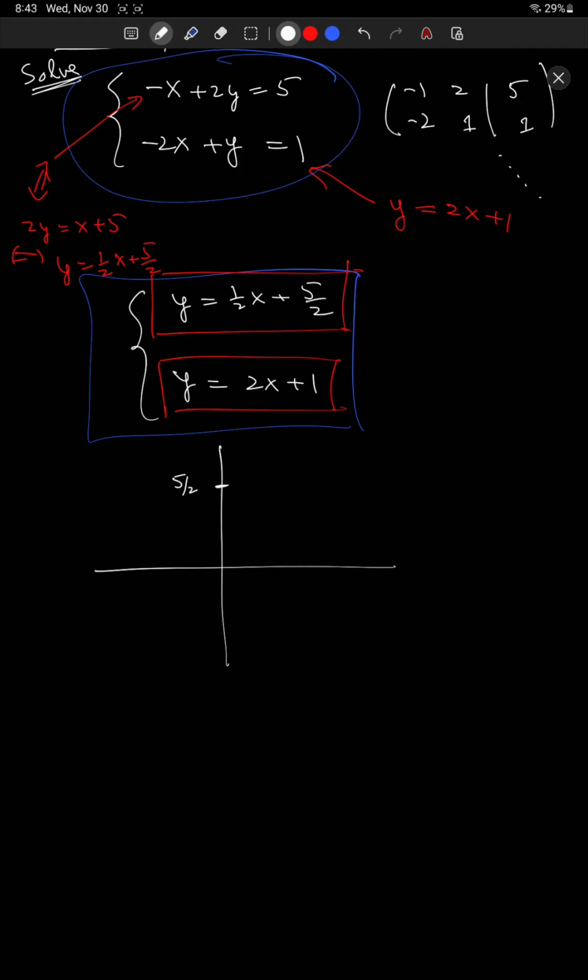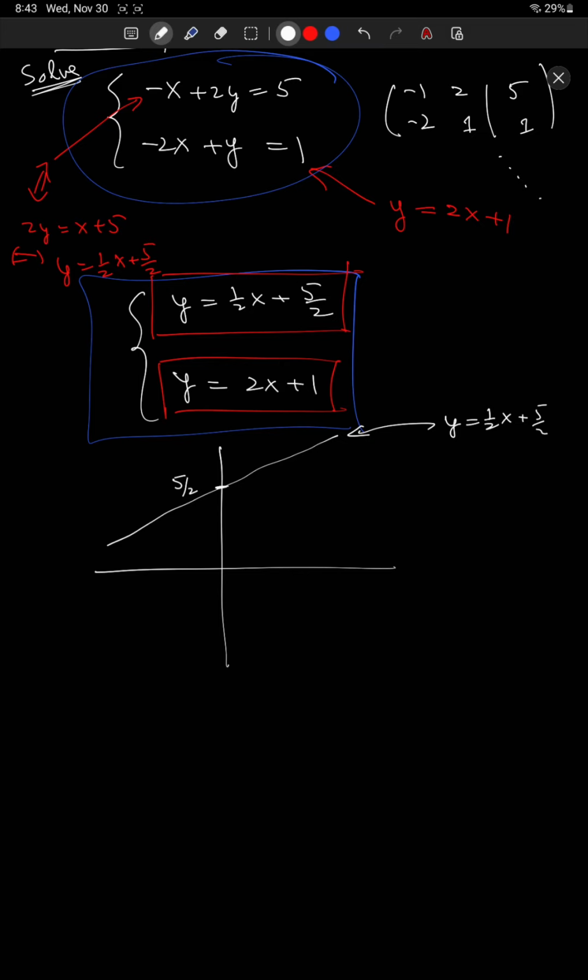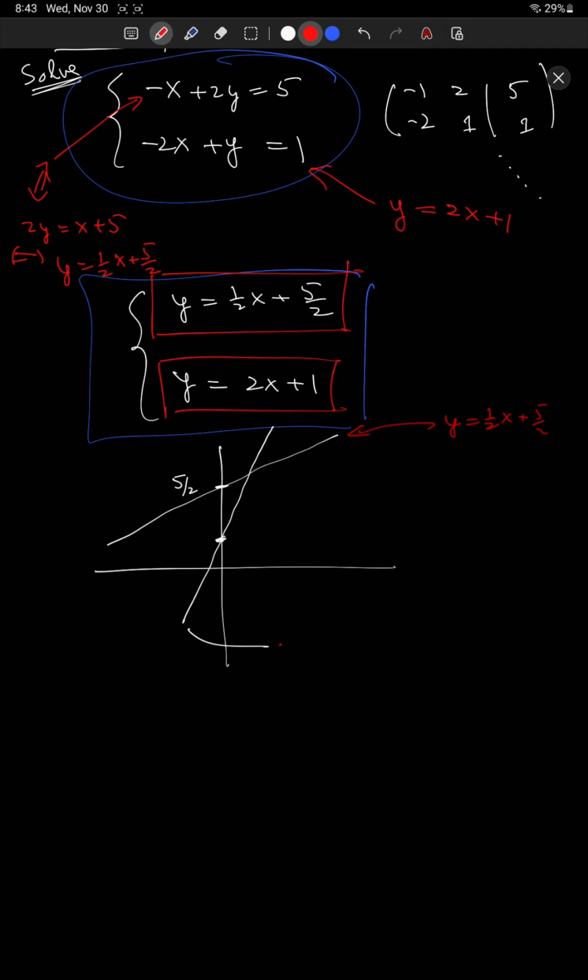So if this is 5 over 2, the line would look something more or less like that. All right, so this is my first line, y equals 1/2 x plus 5 over 2. Okay, my second equation is a line that passes through the y-axis. Its y-intercept is 1, so maybe something there. And its slope is 2, so it has a much bigger slope. So maybe something like that, right? Let's make it a little easier to see. This line here is y is equal to 2x plus 1, all right?